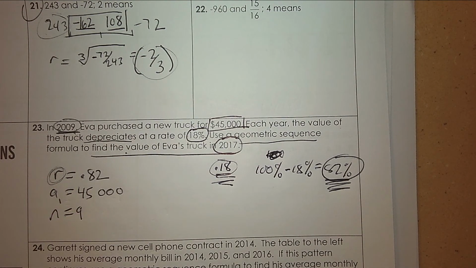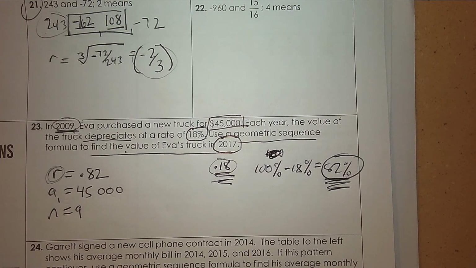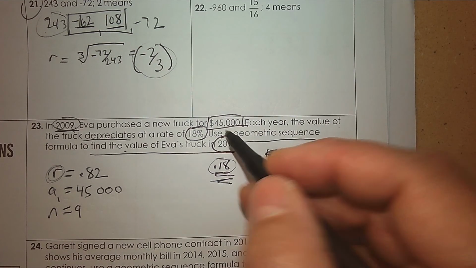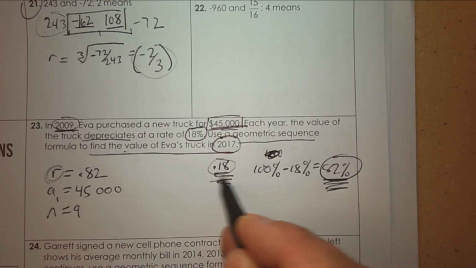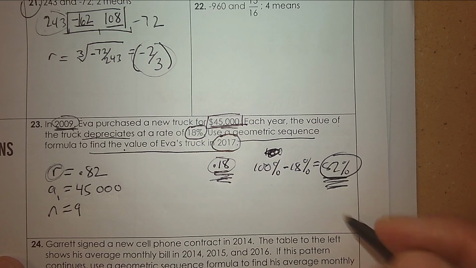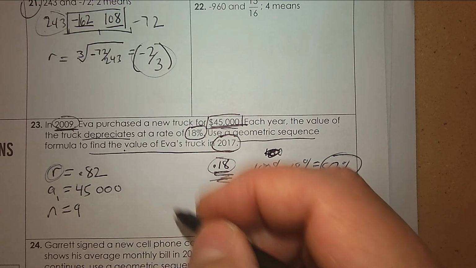And the answer is 0.82. Did you see how I got 0.82? So 18% is how much you're losing, but I want to know how much you are keeping. Like, what's the worth of the truck? If I go 45,000 times 0.18, that is not the price of the truck after 1 year. That's just how much you're losing. So how much are you keeping? And the percent is 82%. All right, now we can figure this out.